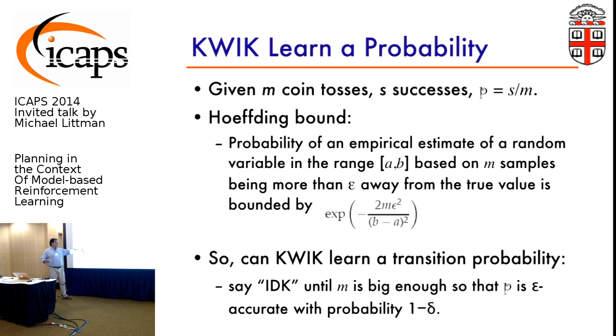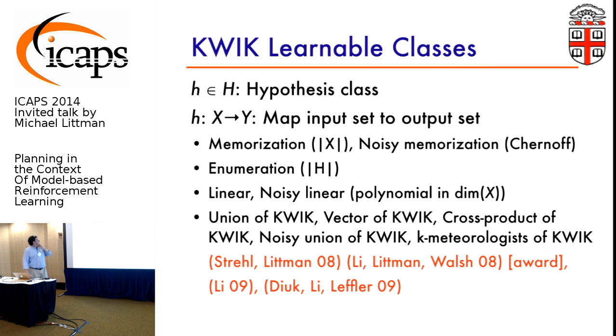All right, so given that we have this kind of bound, this gives us the ability to quick learn transition probabilities. So what we do is we say, I don't know, until we've seen enough transitions, m transitions, that's big enough so that the probability that we get out of this is close to the real answer with high probability. And that's essentially, if you think about it, what the Rmax algorithm is doing. It's putting off making a commitment to its guess about the probability until it has gotten enough data to accurately estimate those probabilities. All right, so that's one thing we can quick learn.